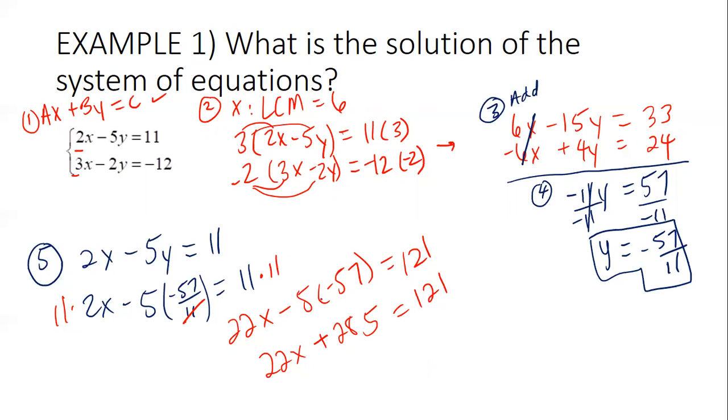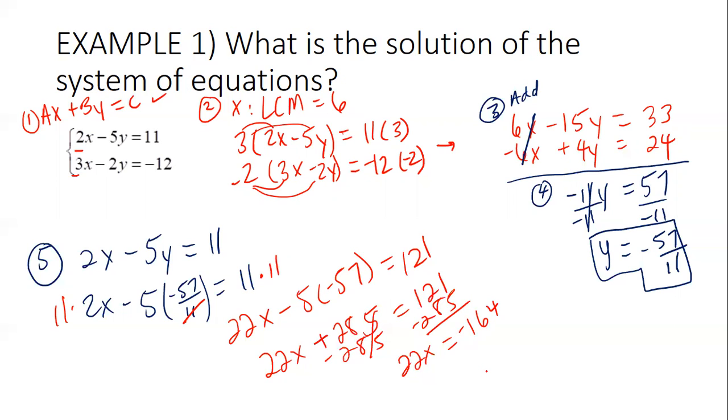Okay, so now you're on to isolating. What do I need to do to get x by itself? Subtract. Good job. That gives me 22x equals negative 164.